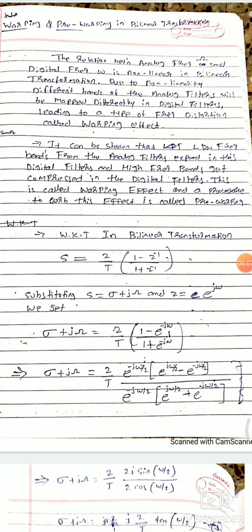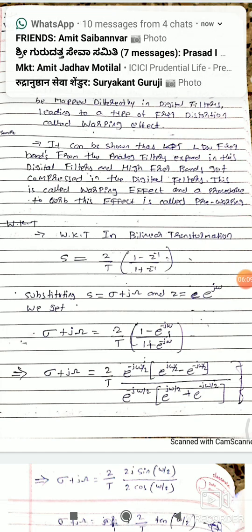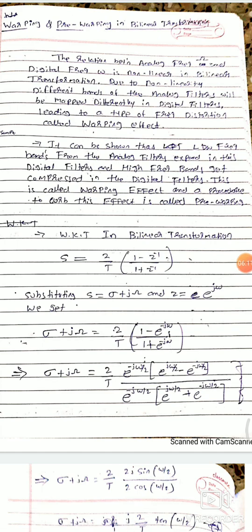Here, what will happen is that the relation between the analog frequency omega and the digital frequency omega is non-linear in bilinear transformation. Due to this non-linearity, the different bands of the analog filter will be mapped differently in digital filters, leading to a type of distortion called the warping effect. We'll see that later.